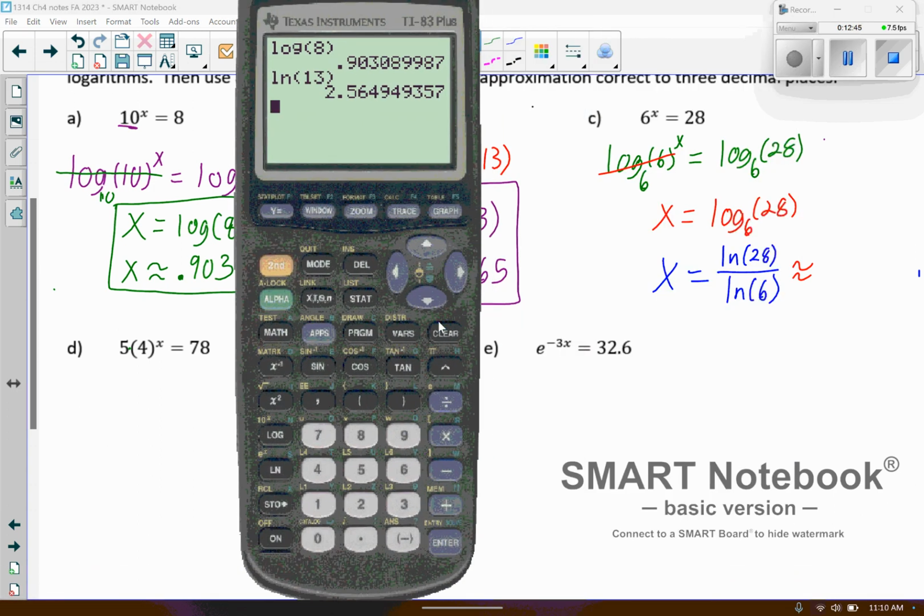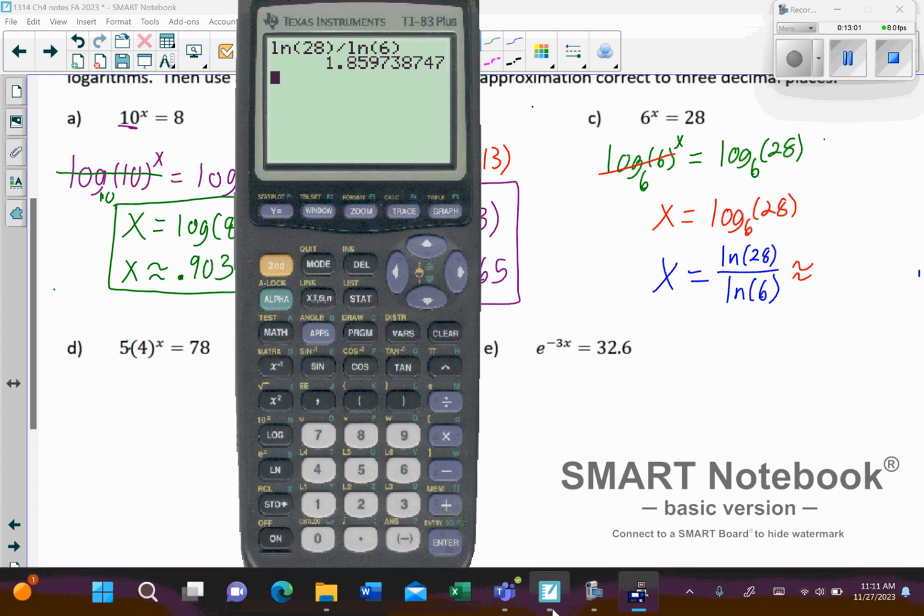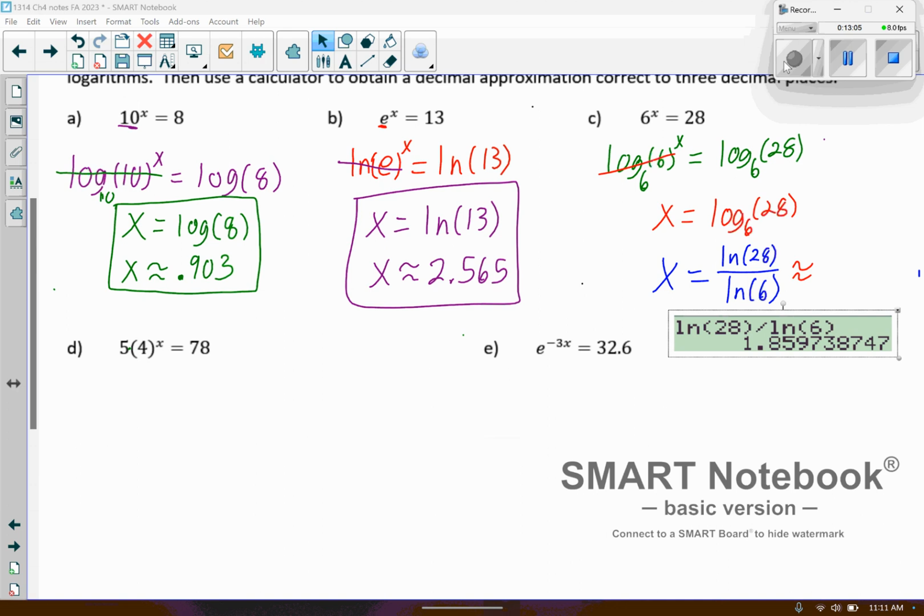So here we are. So let's see, I have to do the natural log of 28, close my parentheses, divided by the natural log of 6, close my parentheses. And let's see, this rounding here is going to be kind of interesting. Okay, so I grabbed a little snippet of this so that I can show you the rounding here, because this 7 is going to round the 9 up to basically a 10, to where it's going to carry over a place.